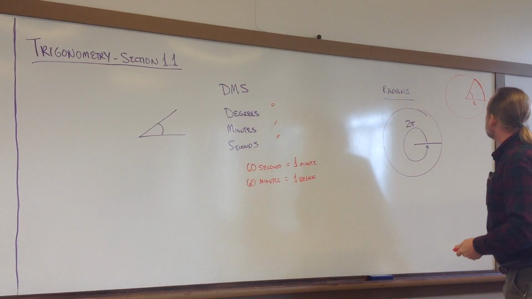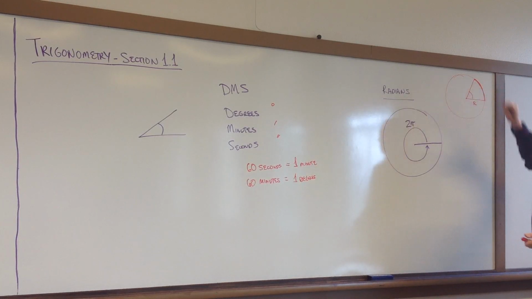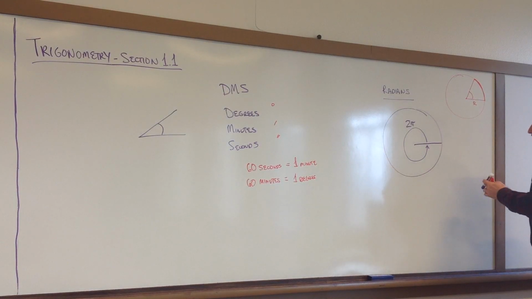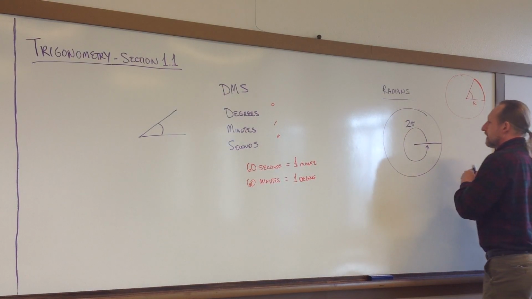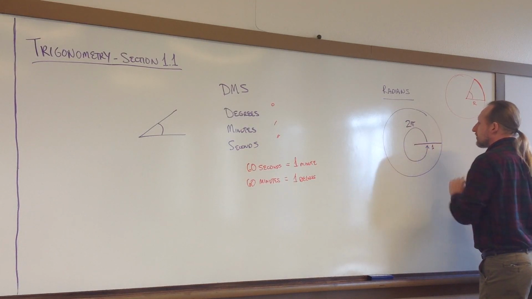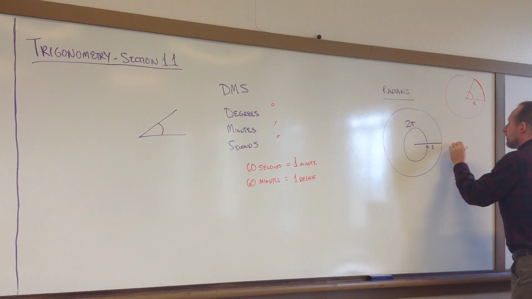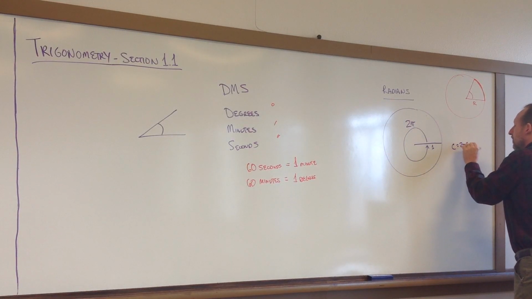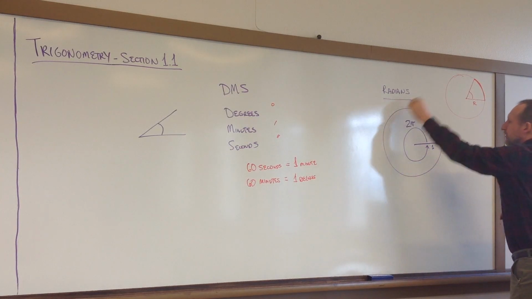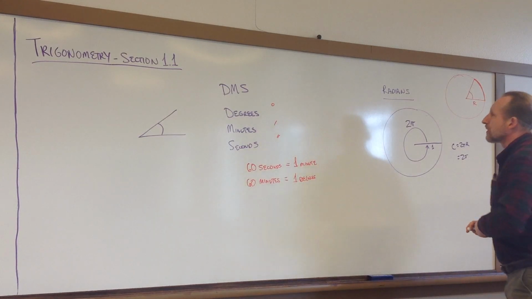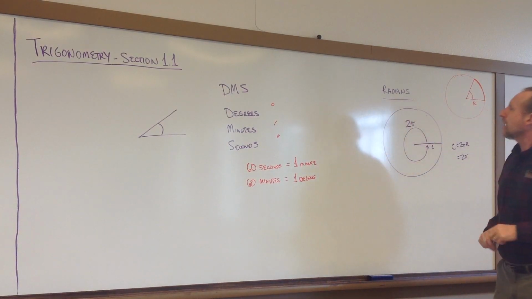So if you have a radius of 1, then it's just the length of that arc of the circle. Okay? And as a result of that, let's say this radius was 1. Then the circumference of the circle is 2 pi r. If r is 1, then that circumference is 2 pi, and that's where that definition of the complete circle being 2 pi radians comes from.